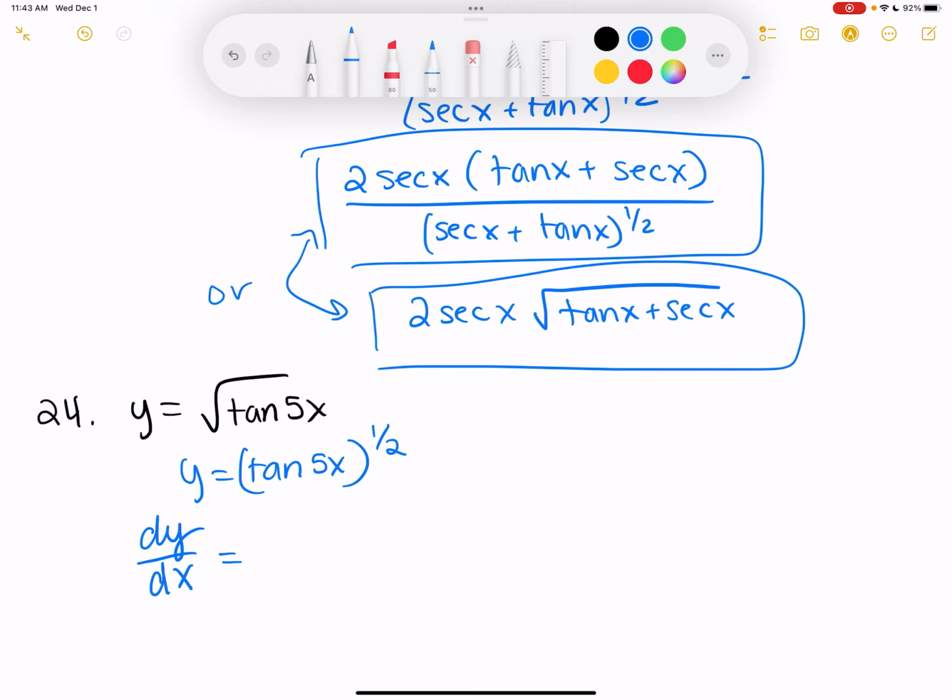So do the outside of the parentheses. So just pretend this stuff isn't here basically right now. It's like 1/2.